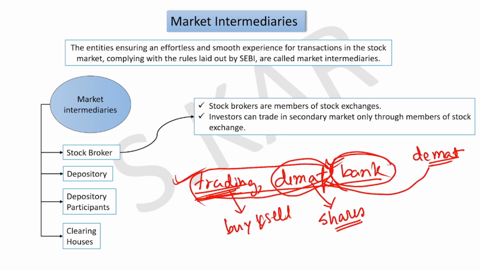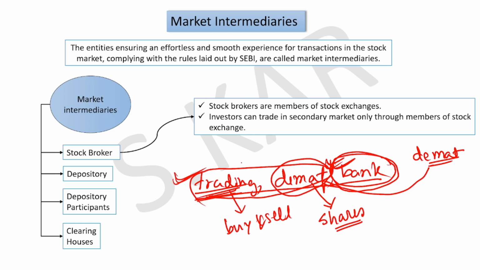And a bank account is necessary because from a bank account only you can add money with which you can buy shares. And again, if you sell shares or any financial instrument, then the money has to be credited somewhere, and that money will be credited to your bank account only. So for this reason, a bank account is a must. So these three things you have to have. You also need to have some address proof and identity proof. Those things are also necessary while opening a trading and demat account. But these are the three main things.